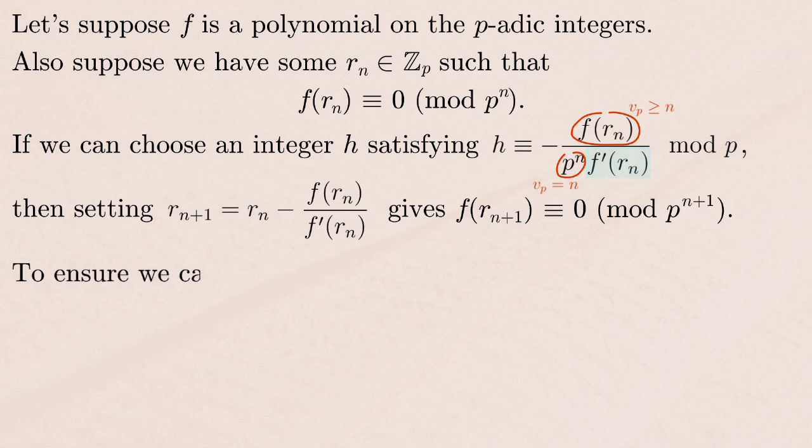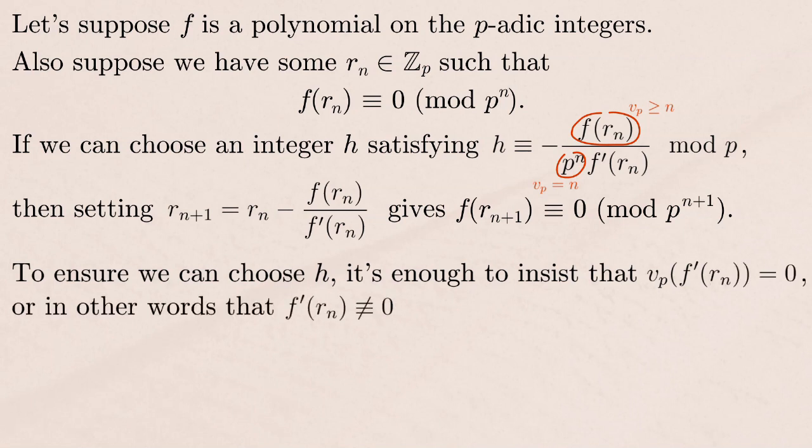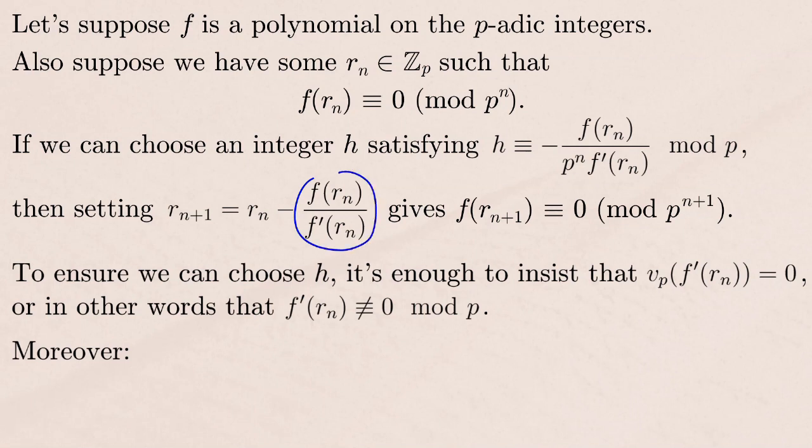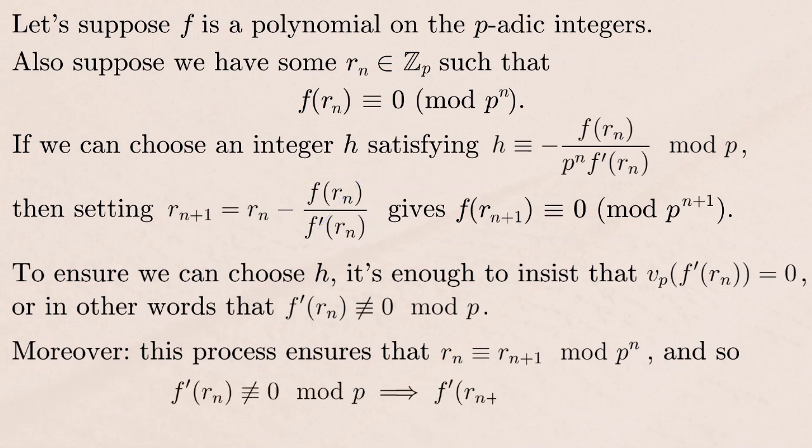So, in order to ensure that we can choose an integer h like this, let's just insist that the p-valuation of f prime of Rn is 0. In other words, f prime of Rn is non-zero mod p. Moreover, this means that the p-valuation of this term here is at least n. So if we reduce mod p to the n, Rn and Rn+1 are equal. Okay, so if f prime of Rn is non-zero mod p, then f prime of Rn+1 must be non-zero mod p.